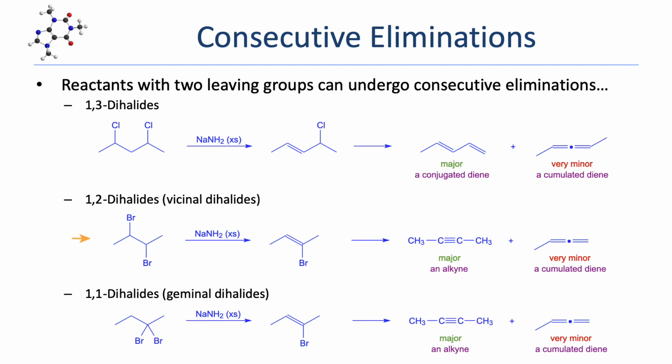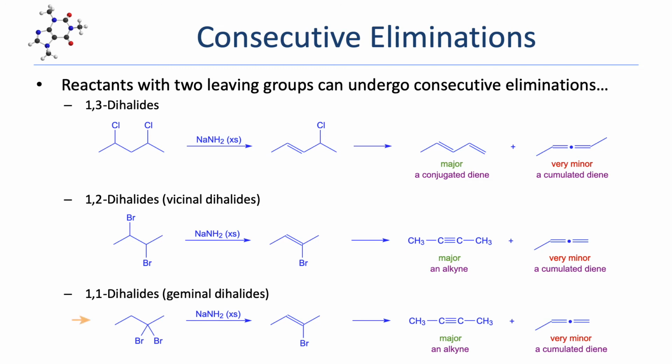A second equivalent of base could now affect a second elimination. Removal of a beta hydrogen from the right would result again in the formation of a cumulated diene. Removal of the beta hydrogen from the left would actually result in the formation of another pi bond across the two carbons of the alkene, resulting in the formation of an alkyne. And because cumulated dienes are so unstable, the major product will be the alkyne.